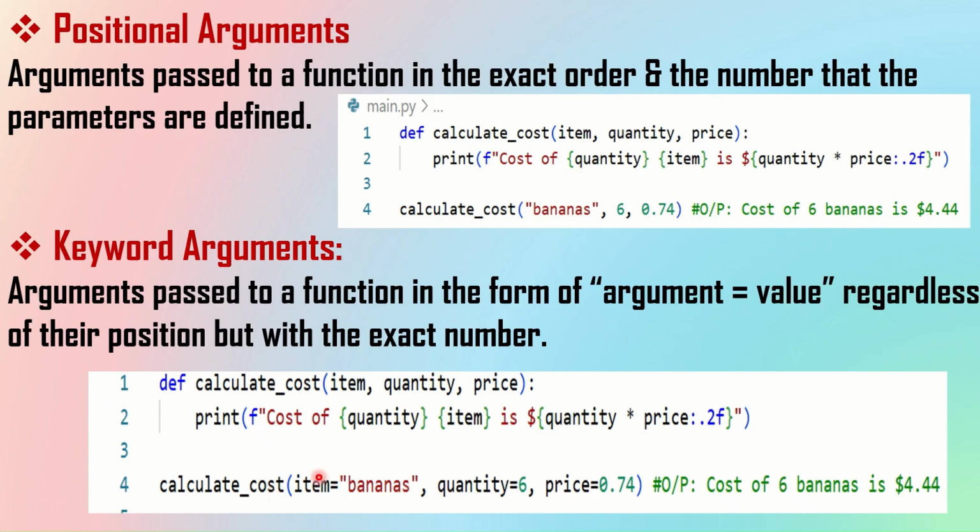Here item is nothing but a keyword, or argument, I can say. Bananas is the value. Similarly, quantity is the keyword, 6 is the value, and price is the keyword, and the value is 0.74. Since I have assigned the value to each keyword while making a function call, whenever these values are passed to the function definition, Python will automatically find out to which parameter each argument value needs to be passed. That's why here we don't need to follow the position, but we need to take care of the number of parameters. So these are all about the positional and keyword arguments.